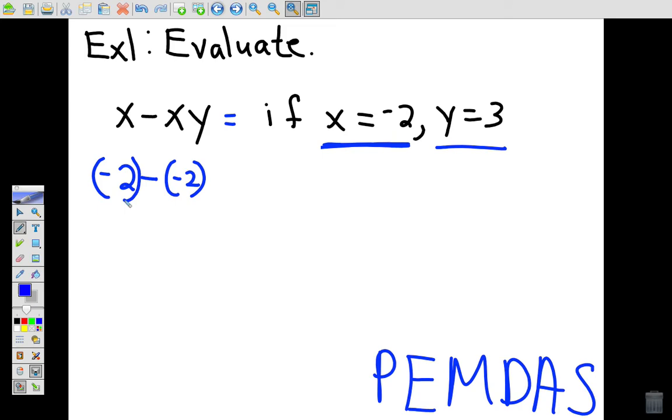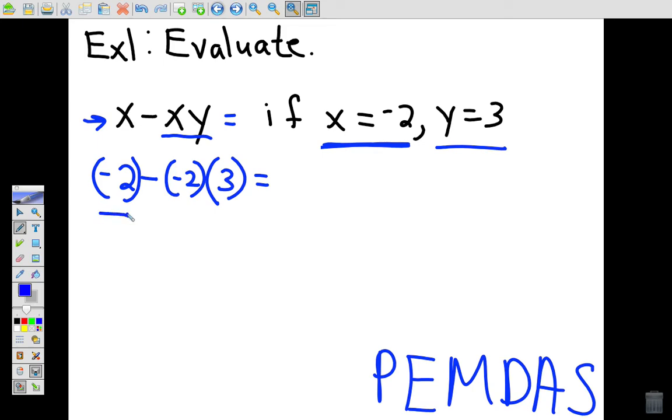And what is y equal to? Well, y is equal to 3. So in this algebraic expression, it's really important to understand the operations. So we have x minus x times y. And notice that I emphasize the x times y. Remember, when you have two letters side by side, or a number and a letter side by side, it means multiplication. So I have x minus x times y, or in other words, a -2 minus a -2 times 3.